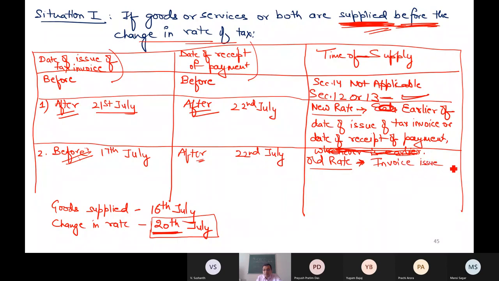I hope the concept is clear. You are not supposed to learn anything. Simply, if you know which rate, then it will help you in telling you which date. So when I knew in the second point that before means old rate is applicable, out of these two dates, old rate will come only when I write the date of issue of tax invoice.